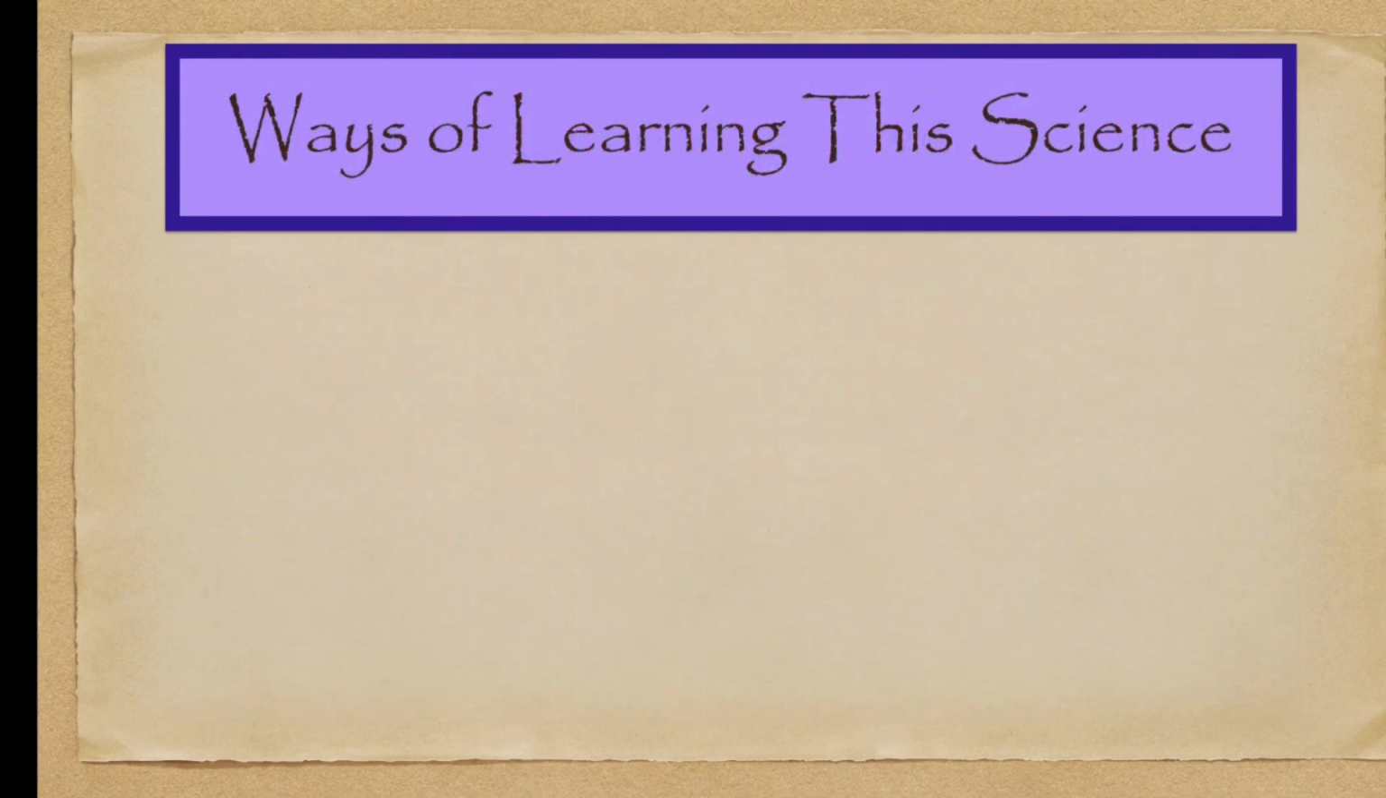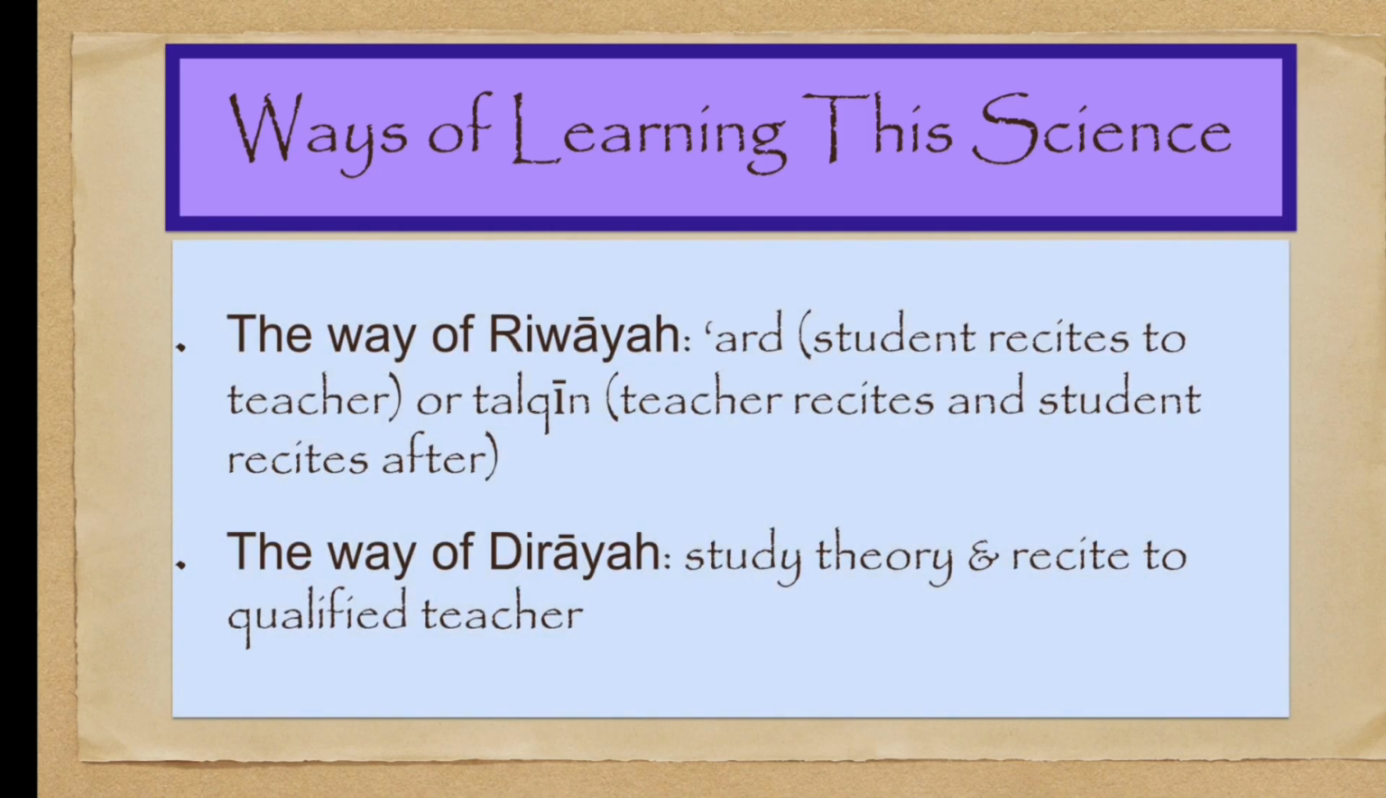So then we have the ways of learning this science. There are two ways of learning this science. One of them is the way of riwayah, and the other is the way of dirayah. The way of riwayah is the original way that the Sahaba learned the Quran and passed it on to their students, the Tabi'een. So this is the original way.